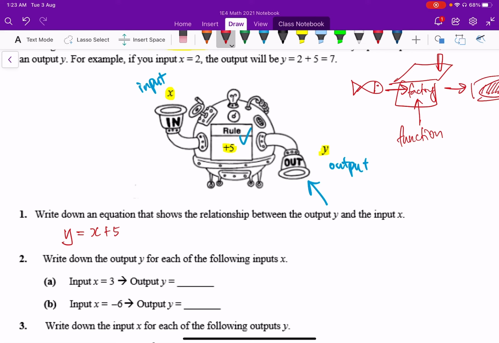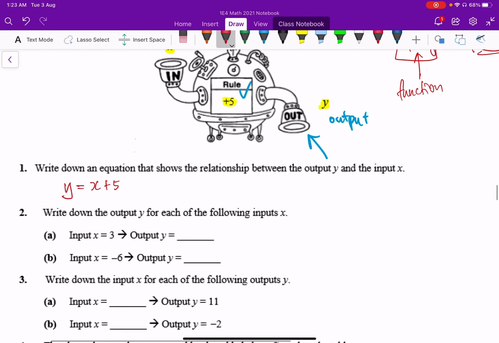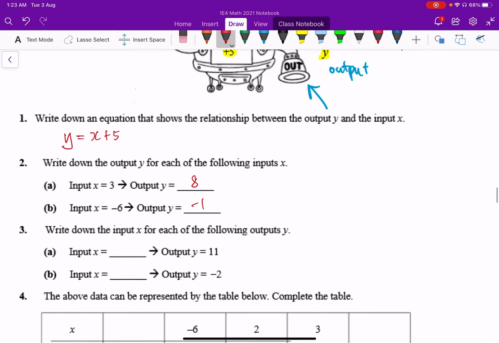Fun, right? It's like playing a game. If I put in a 3, what is my output? I get an 8. If I put in a -6, what do I get? I get a -1. Now I change the story. My output is 11. What is my original number? What is my input number? I just need to -5. This is 6. If my output is -2, what is my input? Careful with the negative number. Something plus 5 equals -2. What is my input? I hope you got it right. It is -7.